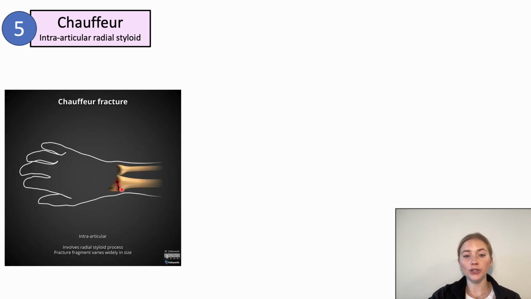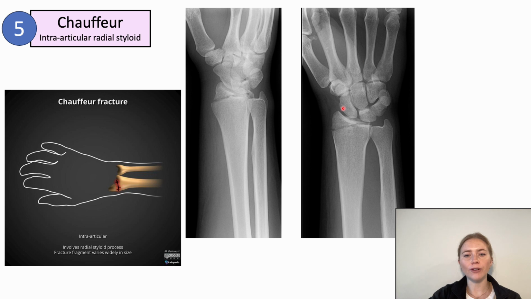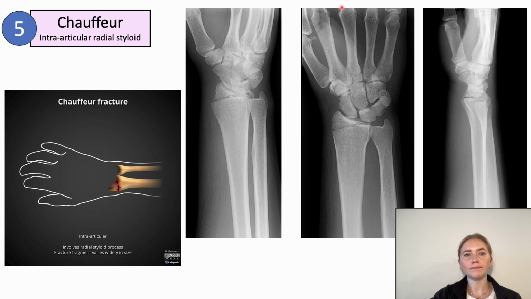Here's a diagram showing the radial styloid. It's a wedge out of the radial styloid. And then here are two radiographs where you can see that quite clearly, that there's a fracture extending into the joint line, and it's this wedge shape that's cutting off the radial styloid. Once again, you can see that fracture there.